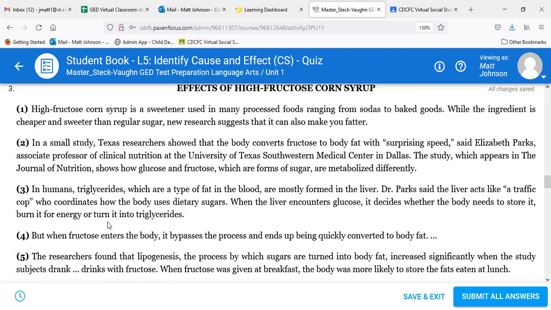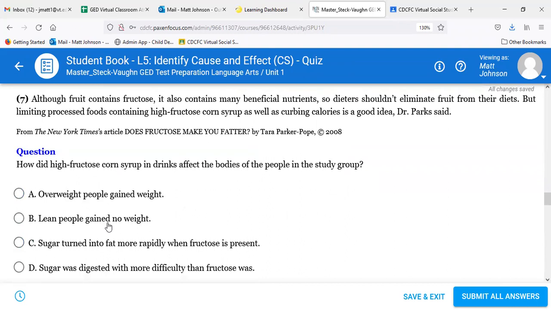All right, same passage. And how did high fructose corn syrup in drinks affect the bodies of the people in the study? So A, overweight people gain weight. B, lean people gain no weight. C, sugar turned into fat more rapidly when fructose is present. Or D, sugar was digested with corn. C. C is in cat. Yeah, sugar turned into fat more rapidly when fructose is present.